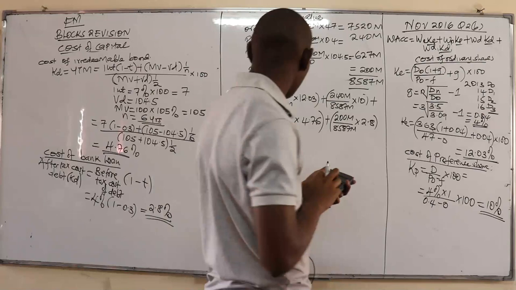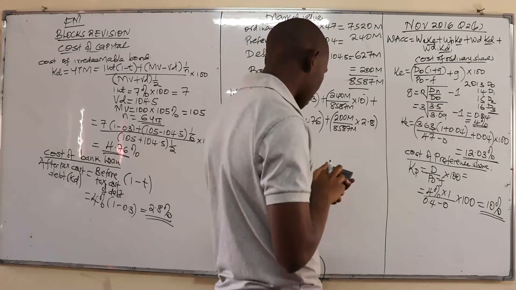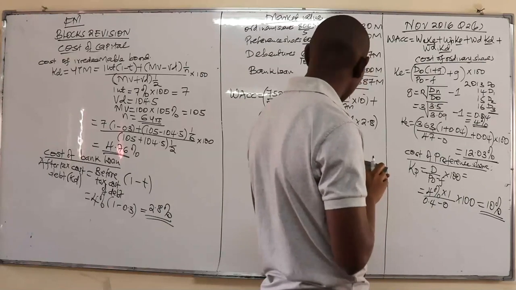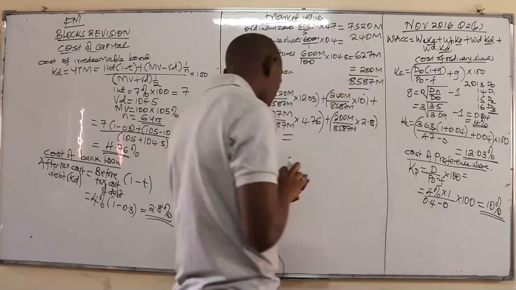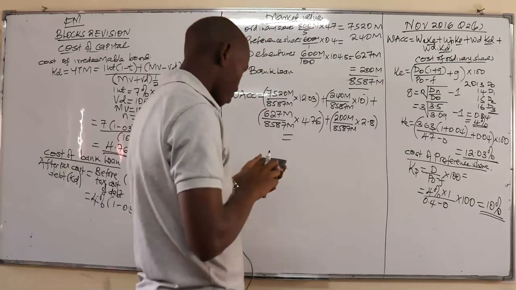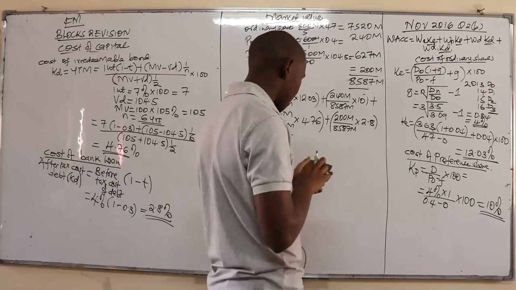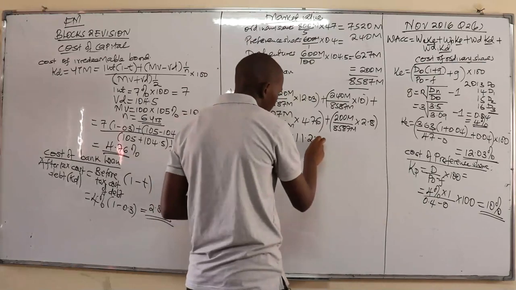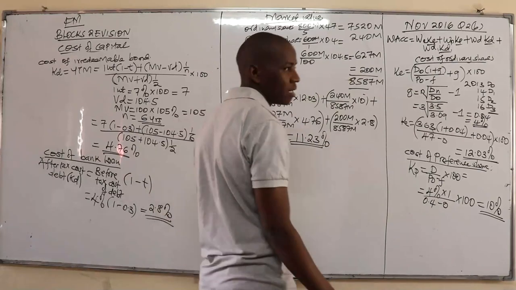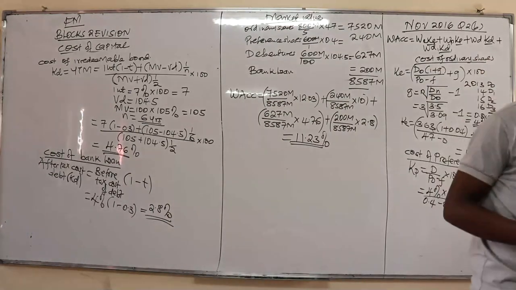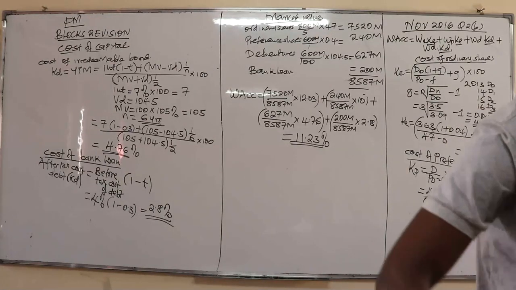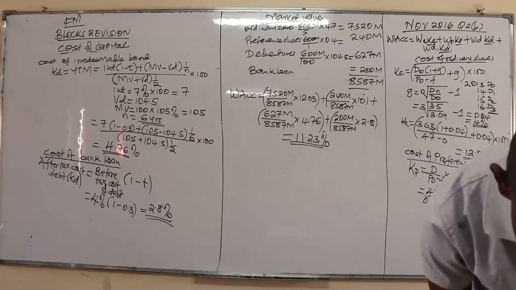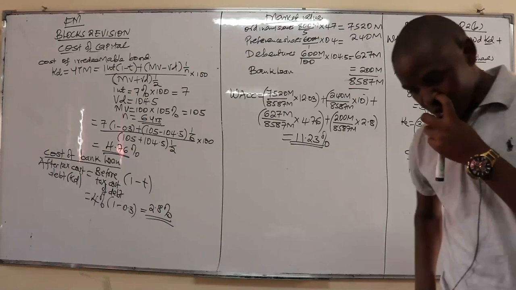So in that case, we can now get the WACC. 7520 divided by 8587, multiplied by 12.03, plus 240 divided by 8587, multiplied by 10, plus 627 divided by 8587, multiplied by 4.76, then plus 200 divided by 8587, multiplied by 2.8, which gives 11.23%. That is how you get the weighted average cost of capital, the WACC. So you can screenshot that area.